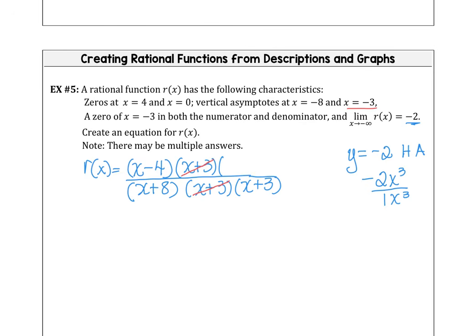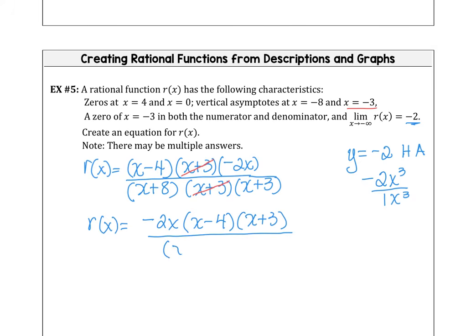Get rid of that. We're going to make this become -2x. So I think we can say carefully that we have -2x times x minus 4 times x plus 3 in the numerator, and then x plus 3 squared in the denominator, and x plus 8. I believe that would work. That's one way to get that to work. You can pause the video, enter that on your calculator, and determine if we've gotten everything correct.